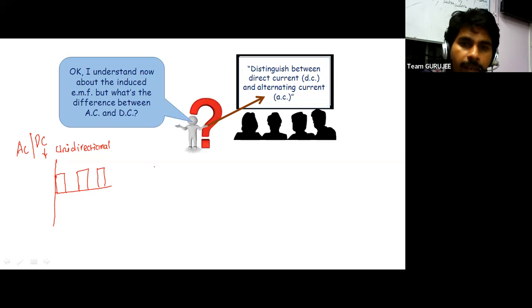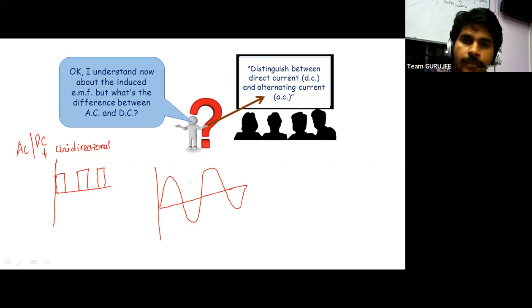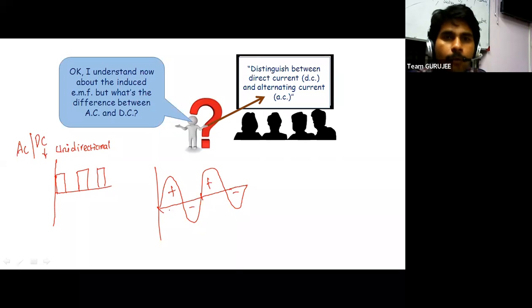Alternating current means we have to take a waveform. The direction of current is like this way. So one maximum and one minimum. One complete cycle, one complete rotation or revolution, contains one maximum and one minimum. So every half cycle, the direction changes. That is called alternating. The direction of current is always alternating in nature, so the current is known as alternating current.